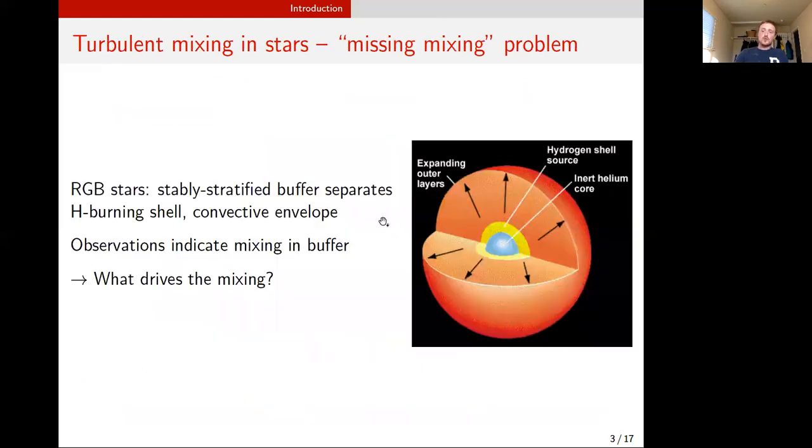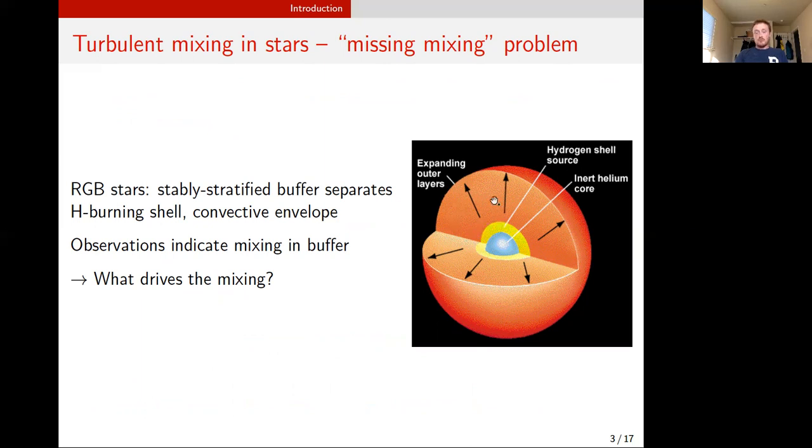Why are we studying the stars? Well, there's a few different hot examples, including white dwarfs and debris disks, but here we're going to talk a little bit about RGB stars. Basically, RGB stars, you've got your massive convective zone here as the envelope, and you have a thin hydrogen-burning shell with a radiation zone as a buffer between the two of them, at least in certain stages of evolution.